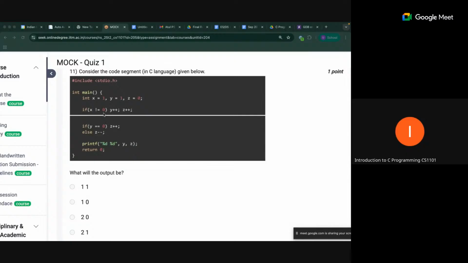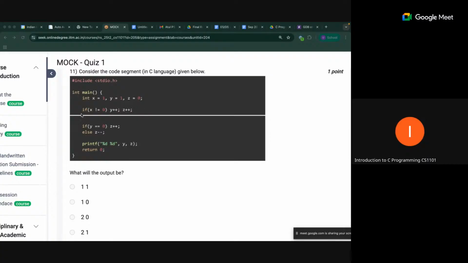Okay, so here generally what is the x value? X value is 1. So it is not equal to 0. So what does it have to do? Y has to be incremented. So what will be the y value? It will become 2.